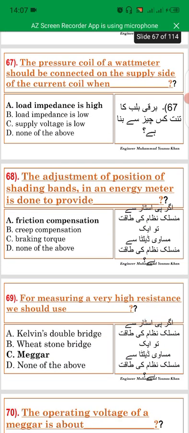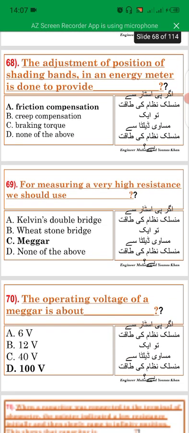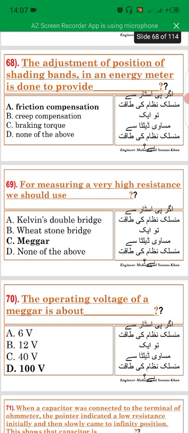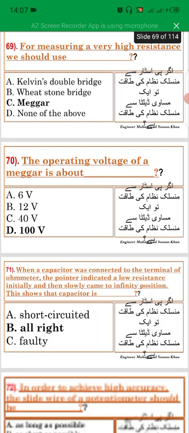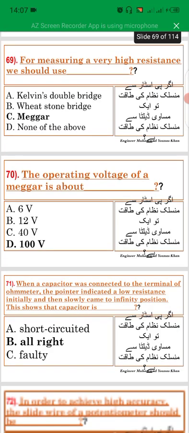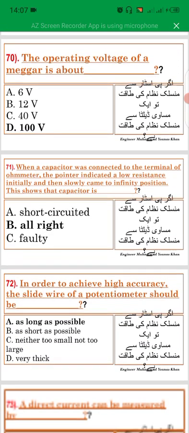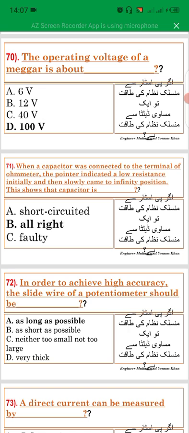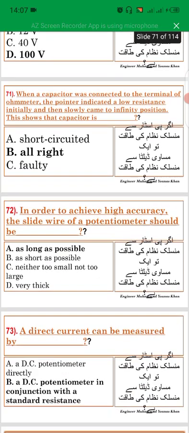The pressure coil of a wattmeter should be connected on the supply side of the current coil when load impedance is high. The adjustment of position of shading bands in an energy meter is done to provide friction compensation. For measuring a very high resistance, we should use a megger. The operating voltage of a megger is about 100 volt.